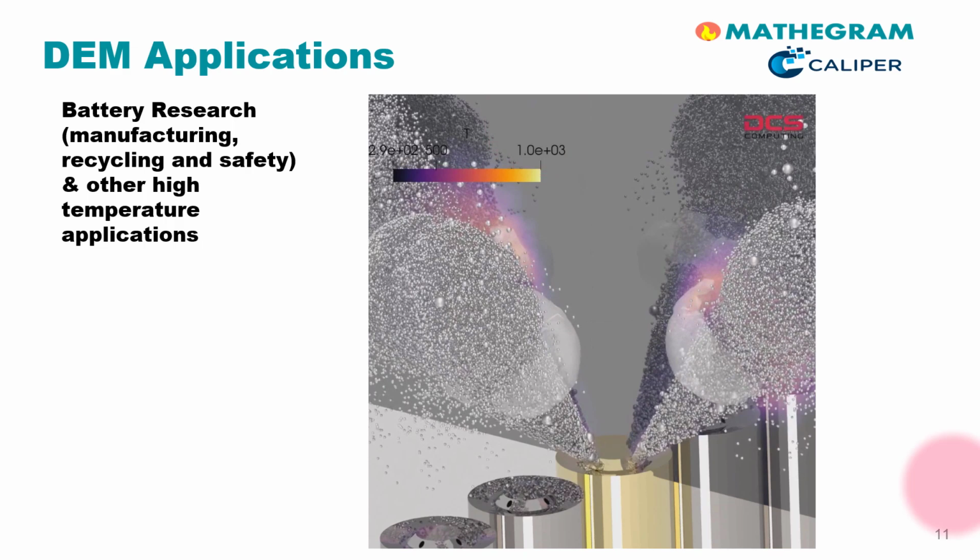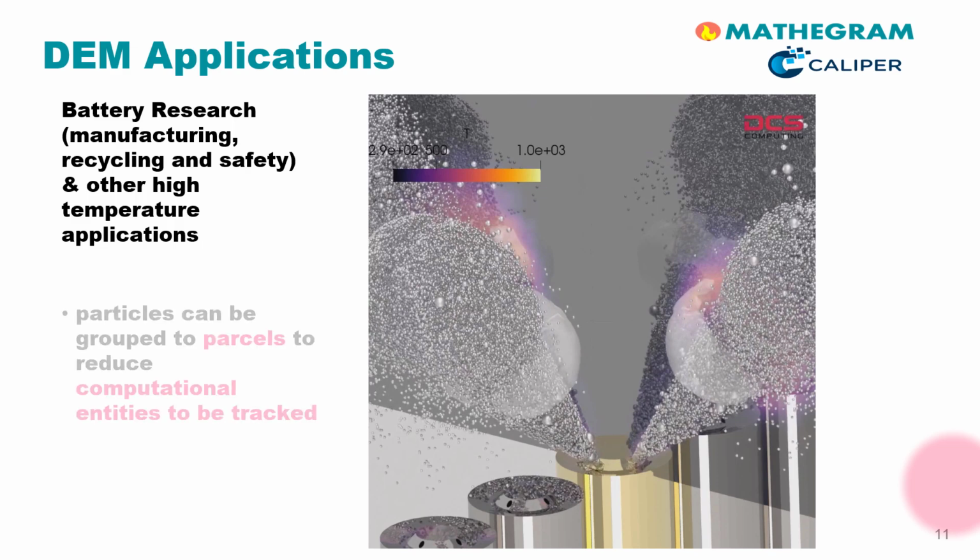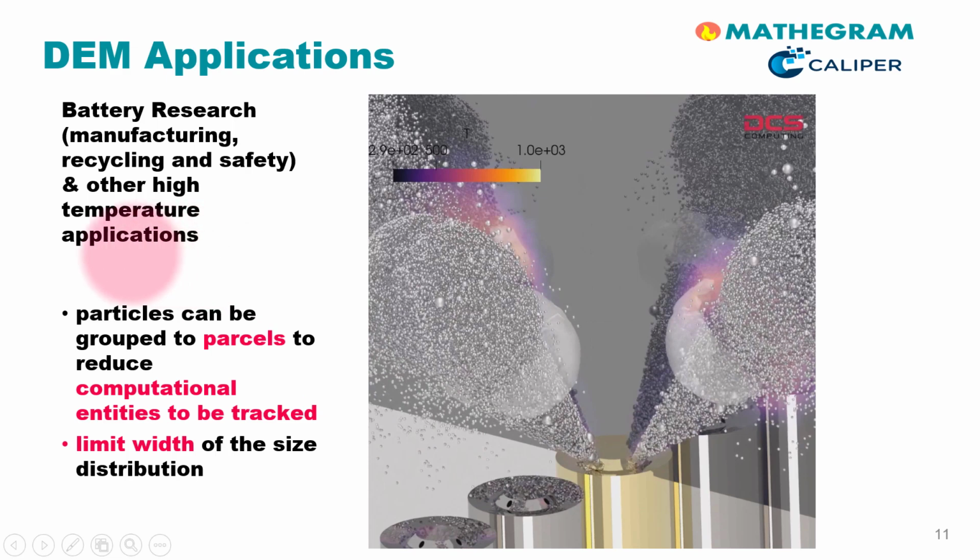Since precise measurements under such conditions are challenging, CFD simulations in battery and or high temperature applications are very helpful. They can save a lot of time and money. Please note that particles in such a simulation can also be grouped to parcels to reduce computational entities to be tracked. Also, we have to limit the width of the size distribution in such simulations to make these simulations feasible.